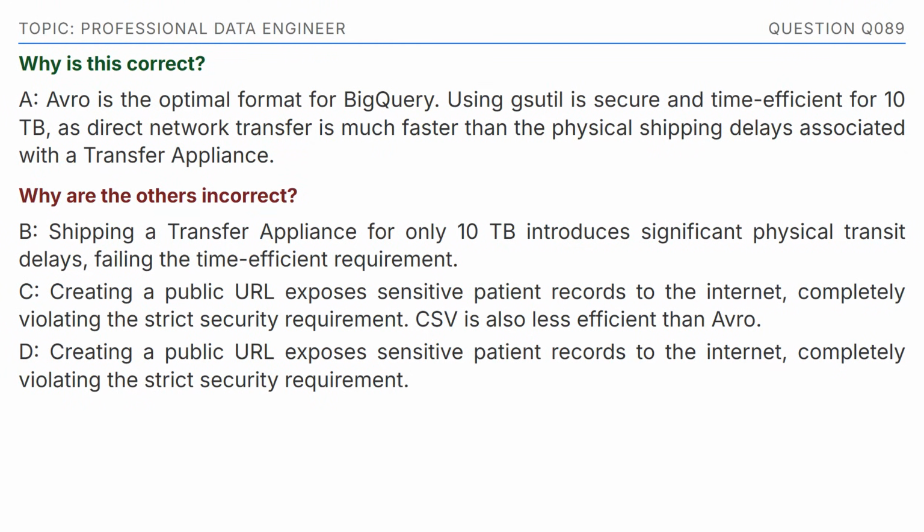A. Avro is the optimal format for BigQuery. Using gsutil is secure and time efficient for 10 terabytes, as direct network transfer is much faster than the physical shipping delays associated with a transfer appliance.